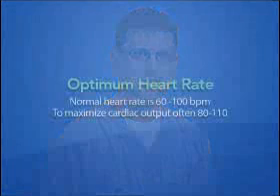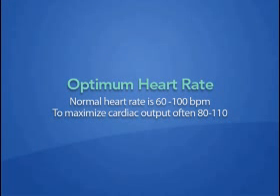What is the optimum heart rate? Well, the normal heart rate is 60 to 100 beats per minute. Sometimes when we're trying to maximize cardiac output, especially for someone with a weak or failing heart, we try to shoot for the upper end of that spectrum, 80 to 110 beats per minute.